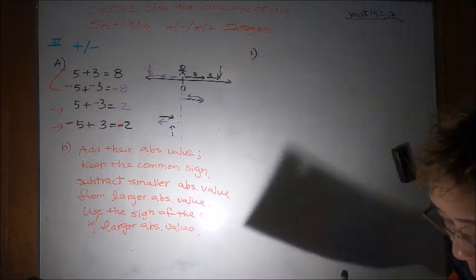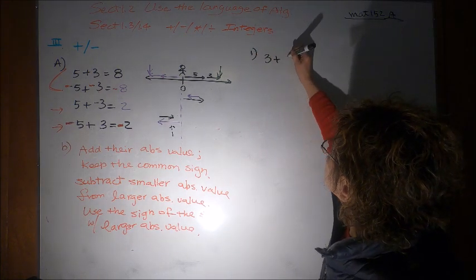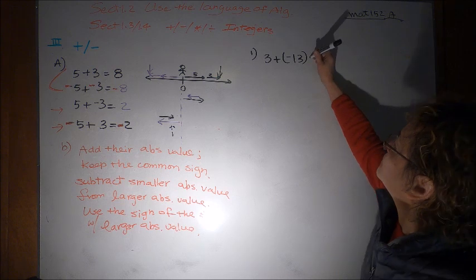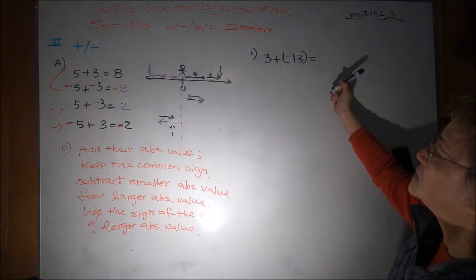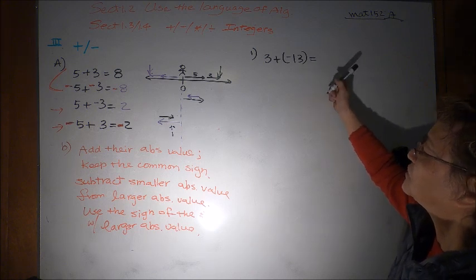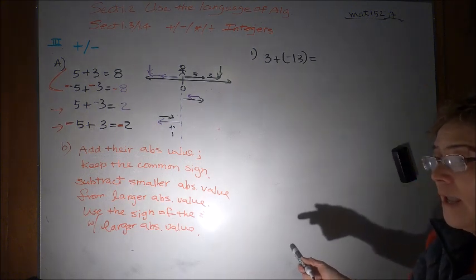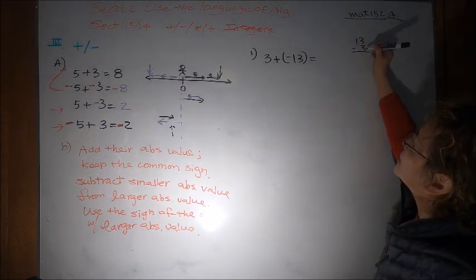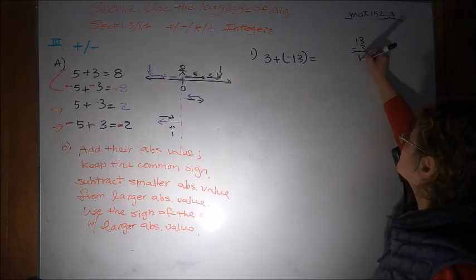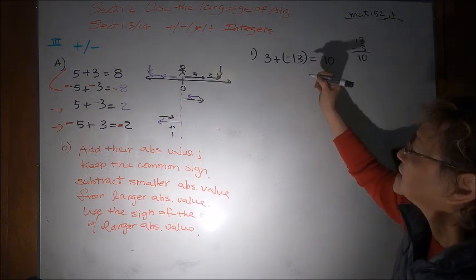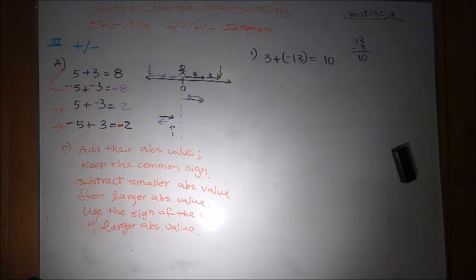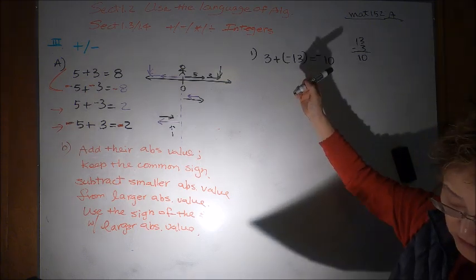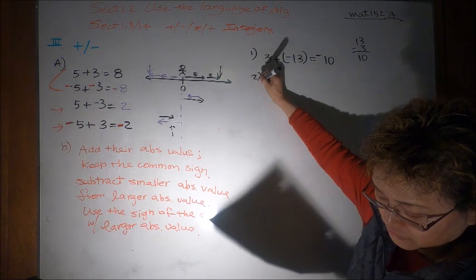So let's look at some examples. 3 plus negative 13. What do you think? Different signs, you find the difference between 3 and 13, right? You can only take the smaller number away from the larger number. You cannot put a smaller number on the top, right? So that's 10. However, there are different signs, so you need to choose positive or negative. Because negative is the larger number, you use that sign.